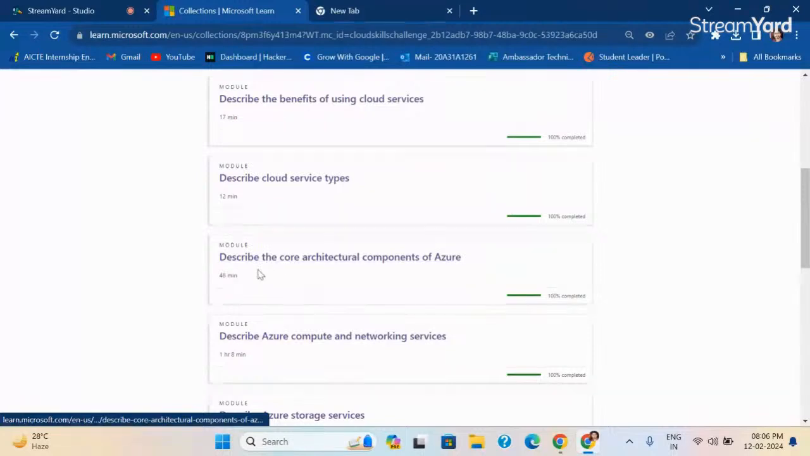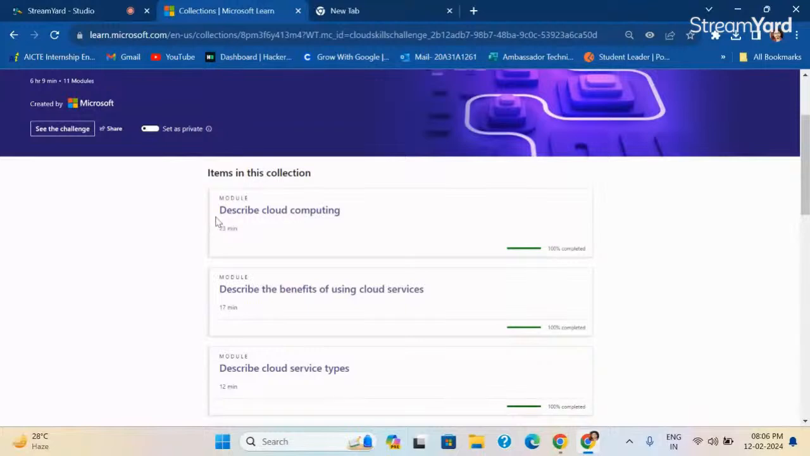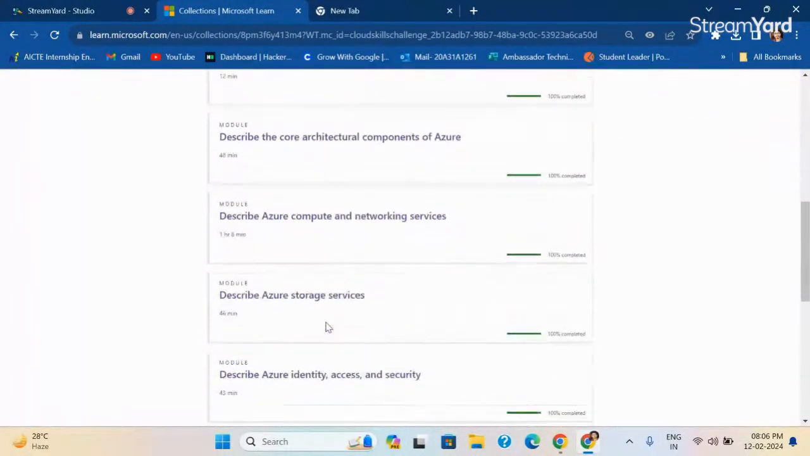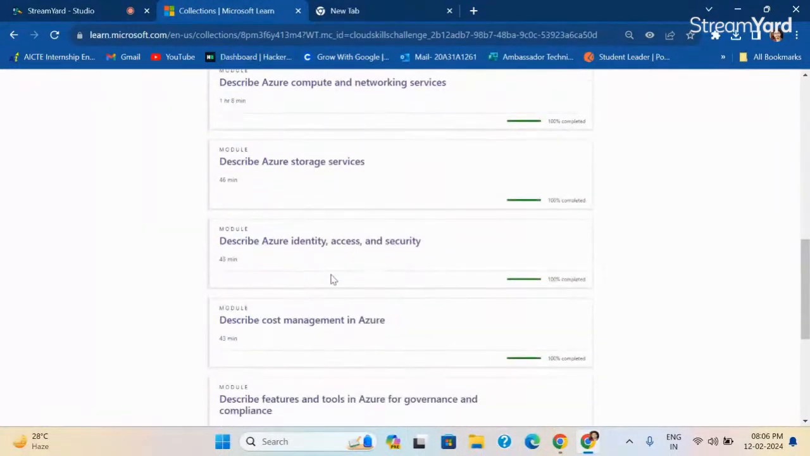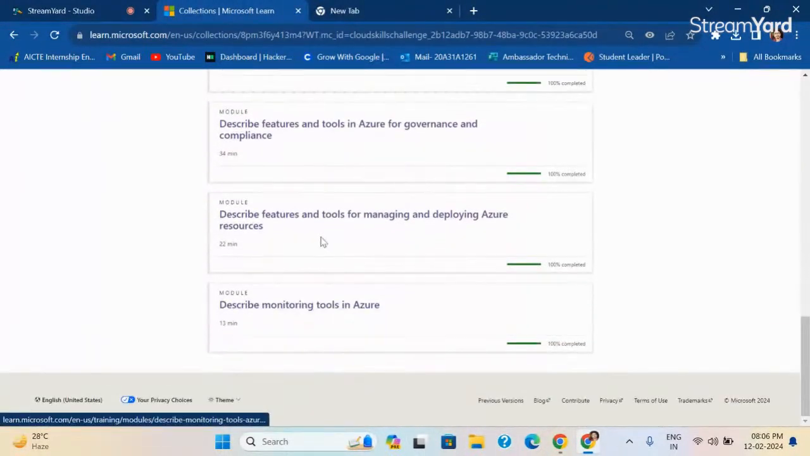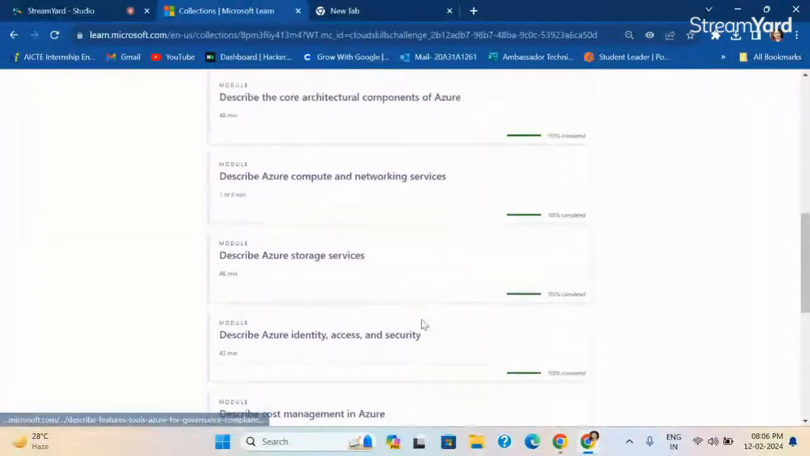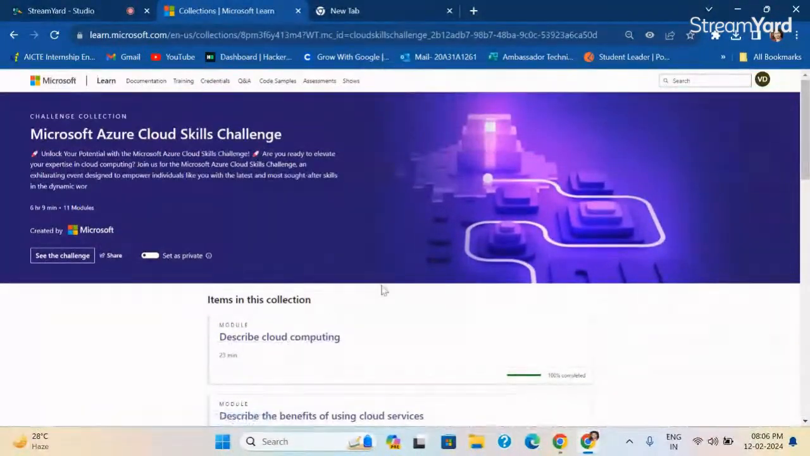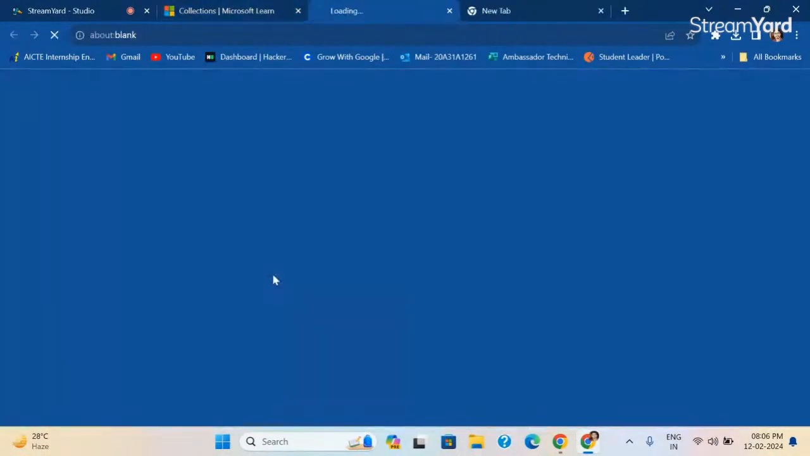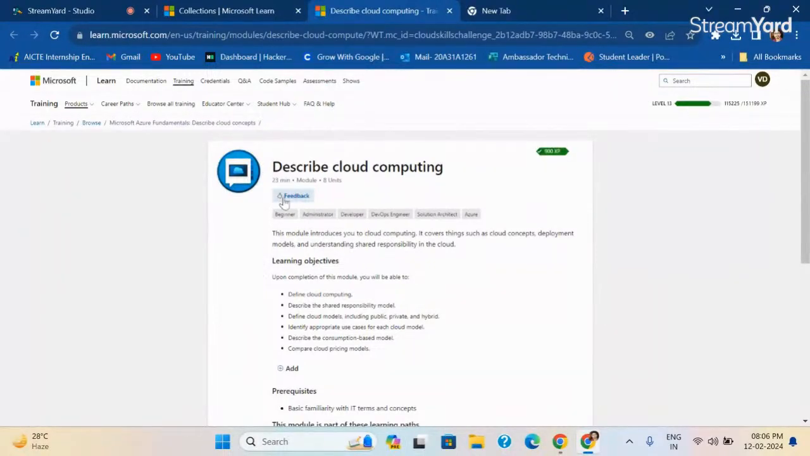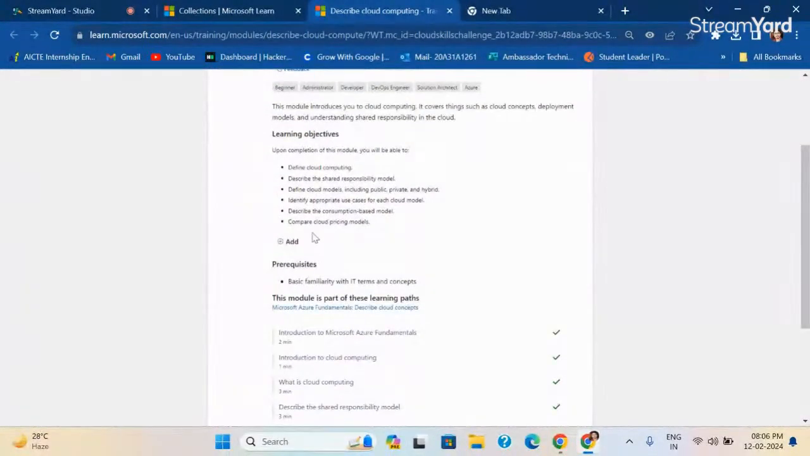The fourth one is describe the core architectural components of Azure. Today I want to explain describe cloud computing, describe the benefits of using cloud services, and describe cloud service types. Tomorrow I will complete these three, and the day after tomorrow I will complete all the modules that are pending in this challenge. Now coming to the first module: you have to click on this challenge, in the first module, describe cloud computing. It will show start, but I have already completed this module, so it won't show that here.